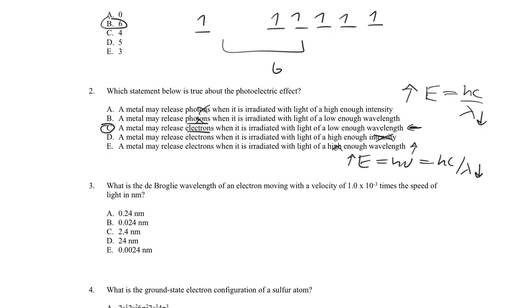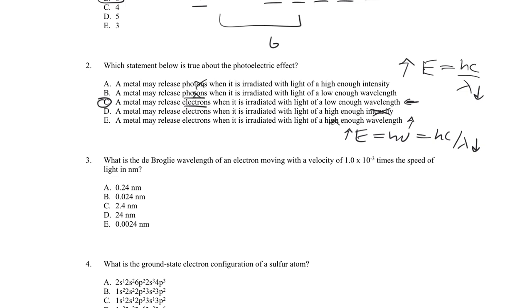Moving on to 3. What is the de Broglie wavelength of an electron moving with a velocity of 1.0 times 10 to the minus 3 times the speed of light? And we want this wavelength in nanometers. Well, our equation for the wavelength of matter, and I like to put the symbol here, you may not see this on the equation sheet, but I'm looking for the particle velocity, and then I'm looking for the wavelength, and it relates to h and m. So this is the wavelength of matter.